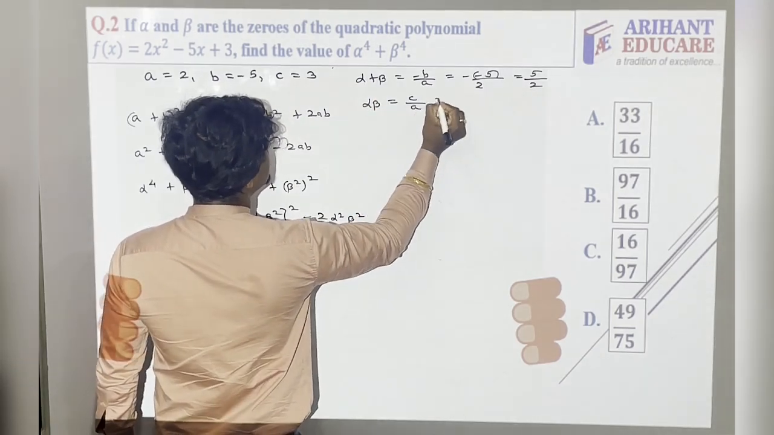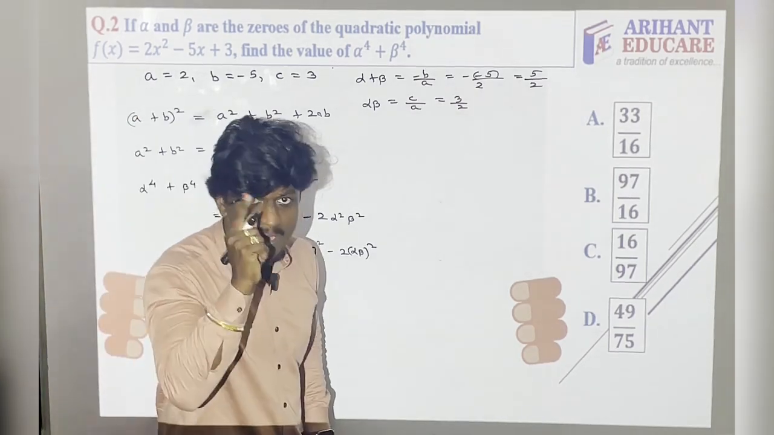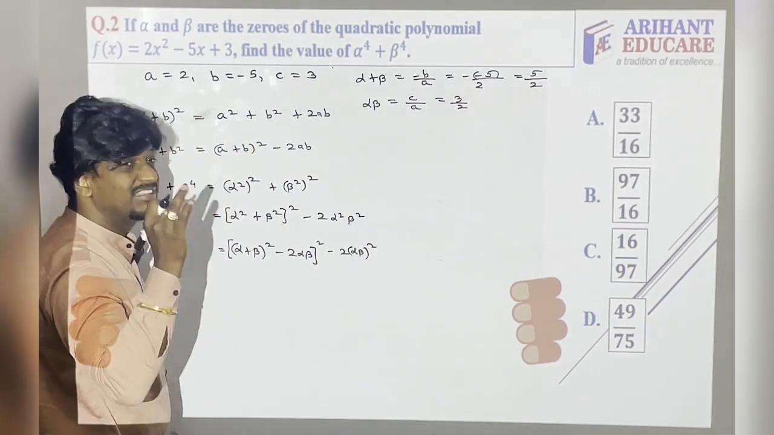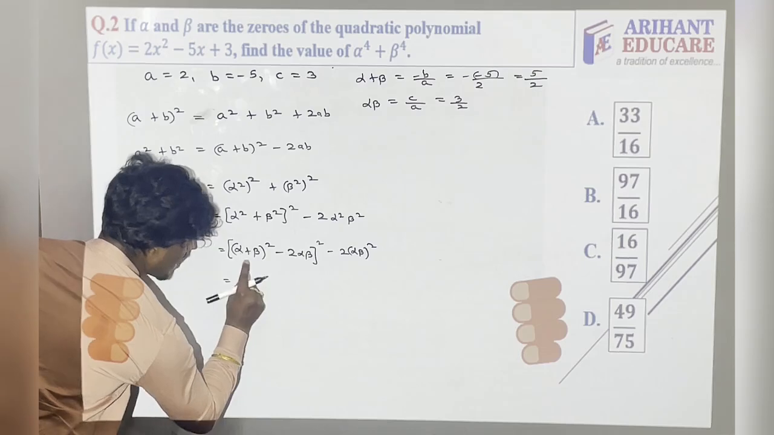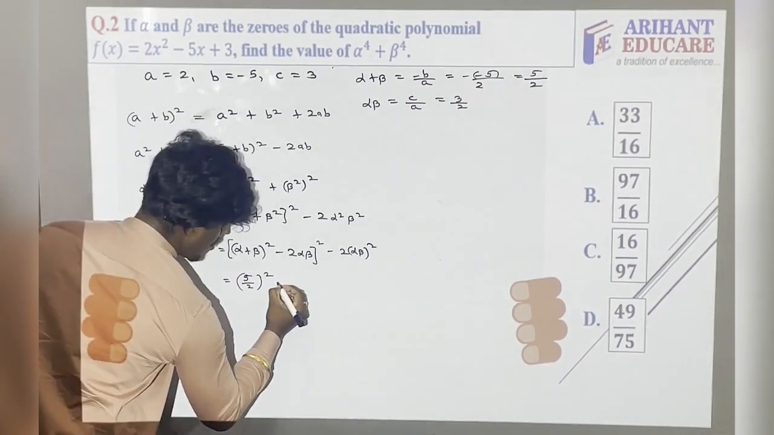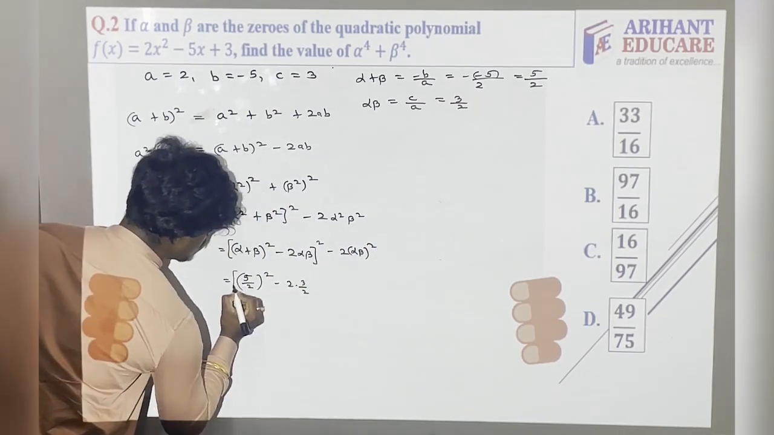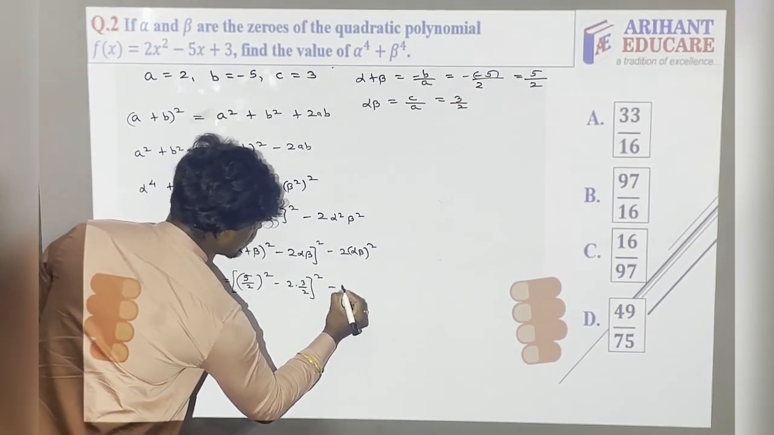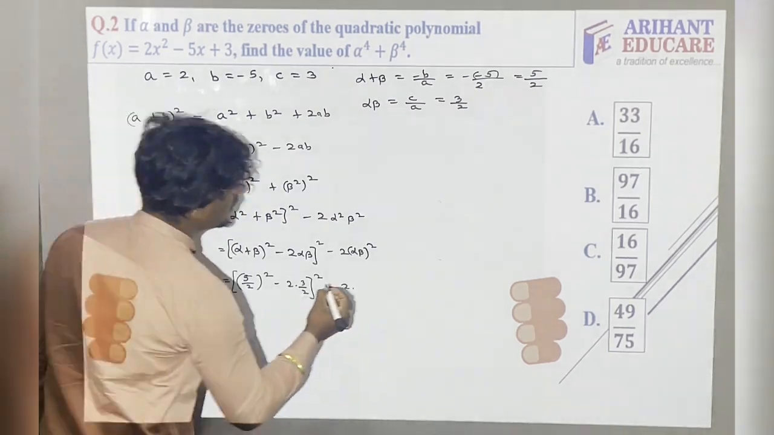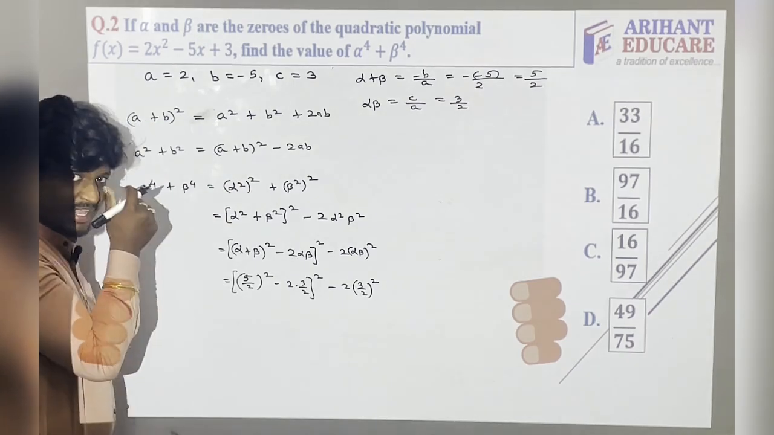Alpha beta is c by a. C is what? 3. 3 upon 2. So instead of alpha plus beta, I'm going to put 5 upon 2. Instead of alpha beta, I'm going to put 3 upon 2. Let's put 5 upon 2 the whole square, minus 2 into 3 upon 2 the whole square, minus 2 into, instead of alpha beta, 3 upon 2 the whole square. Making sense?